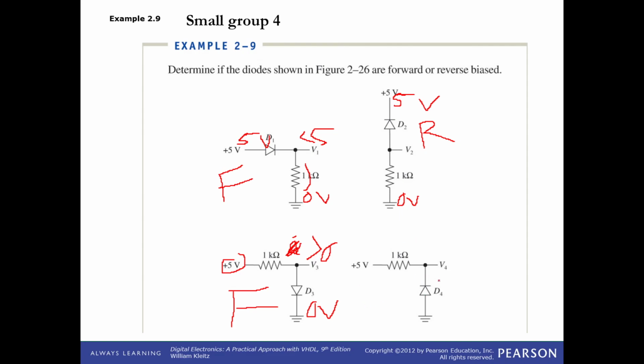And then the last one here, 0 volts on the anode. The cathode is something greater than 0 because of that 5 volt source over here. So the anode is less than the cathode, so we know this is reverse biased.